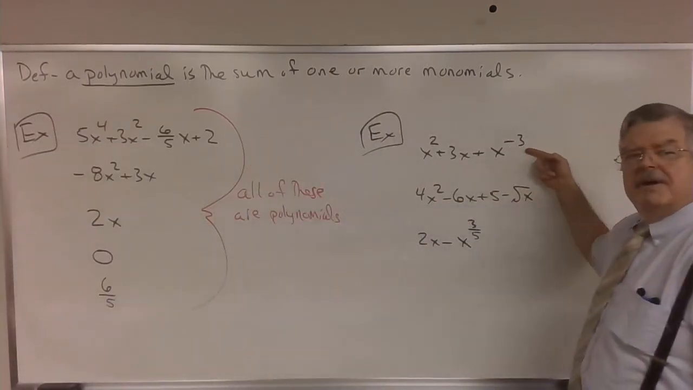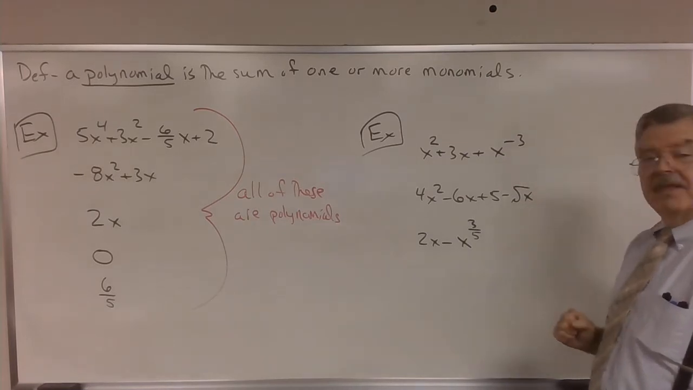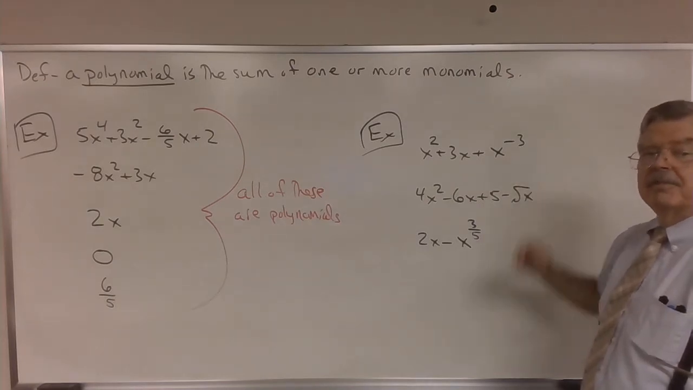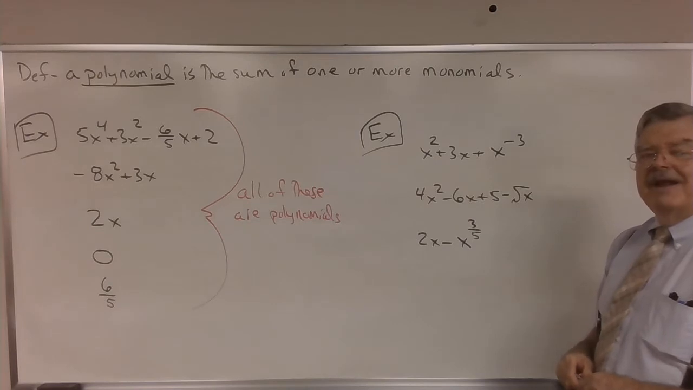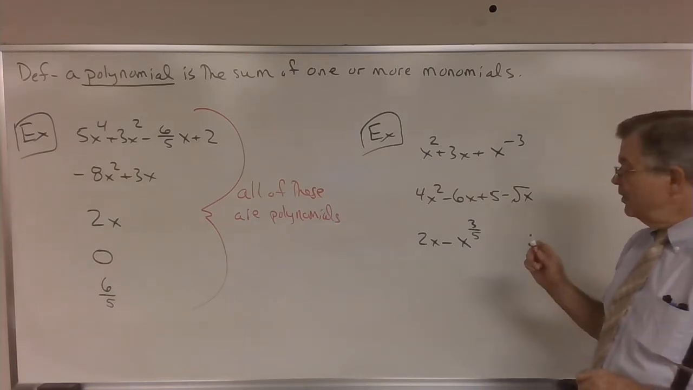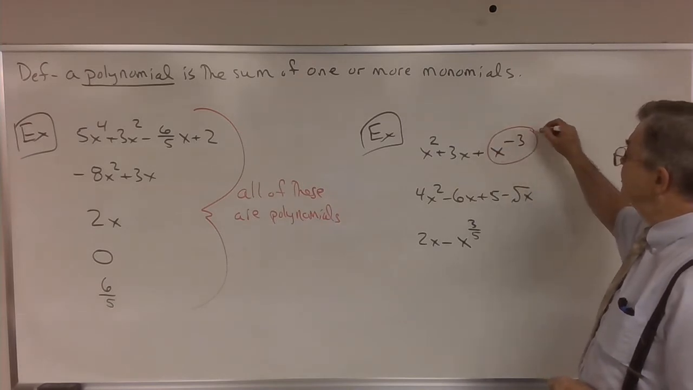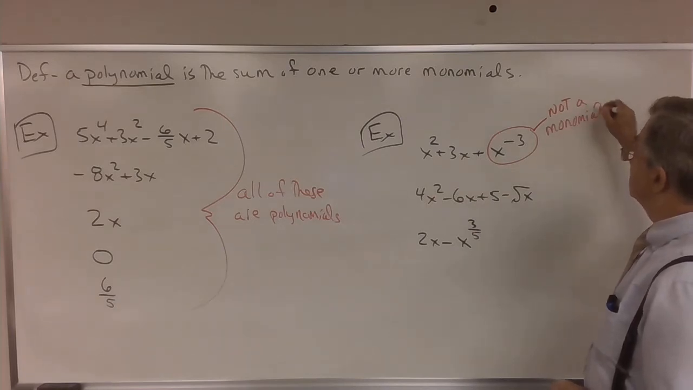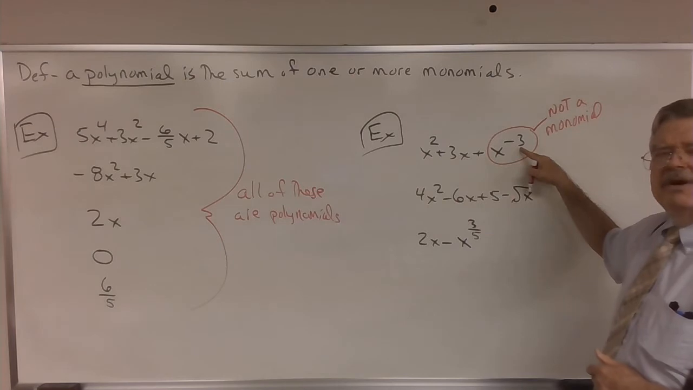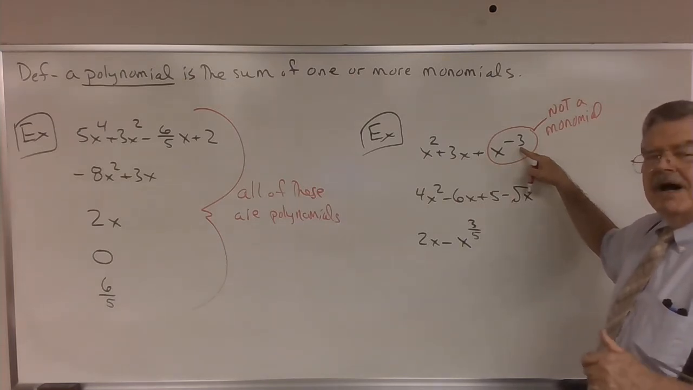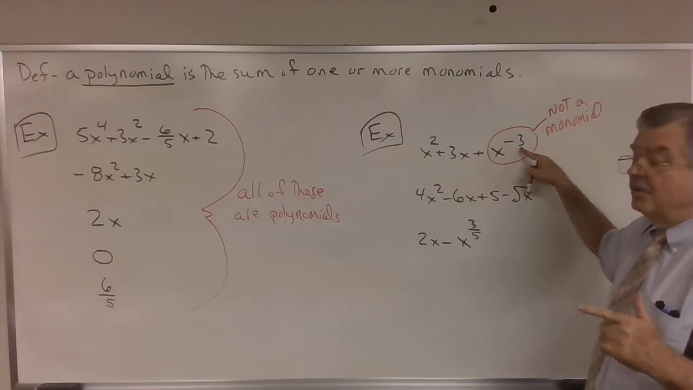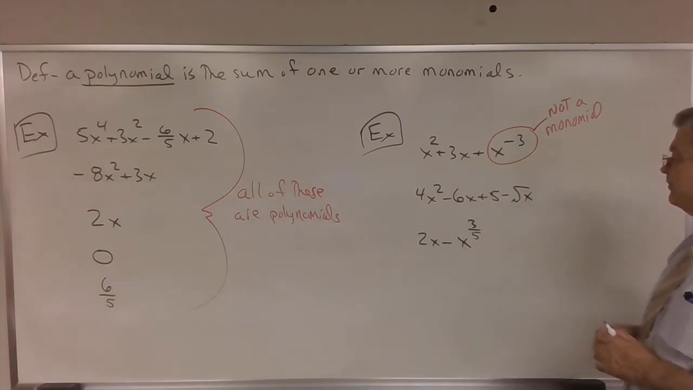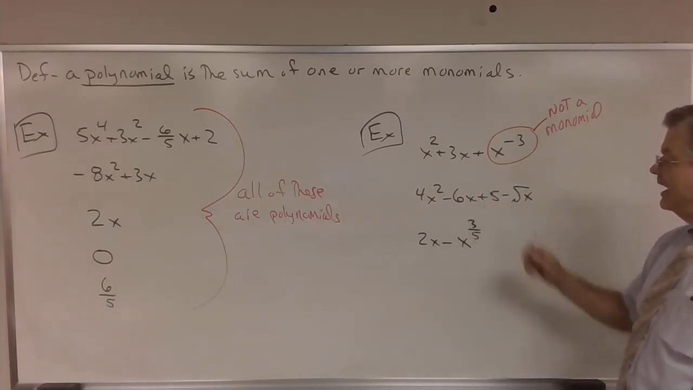Okay, what about this thing? Polynomial or not? If it is a polynomial, it has to be the sum of one or more monomials. And right now, I think I see the red flags going up. You're saying, whoops, that's not a monomial. It's not a monomial because the exponent is negative. A monomial has to have a non-negative whole number exponent. So this fails the test. It's not a polynomial.